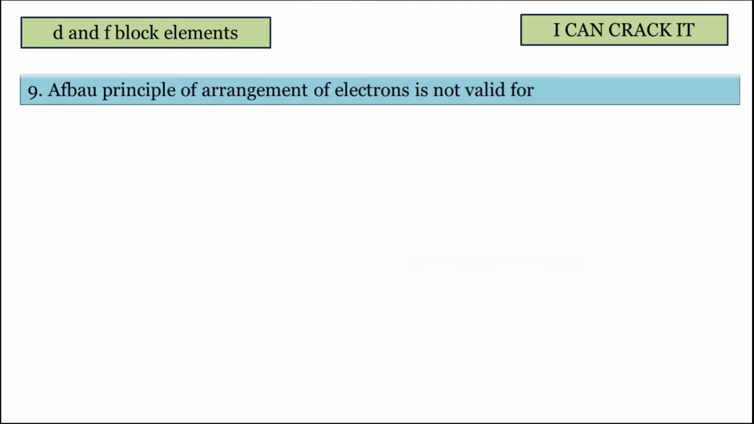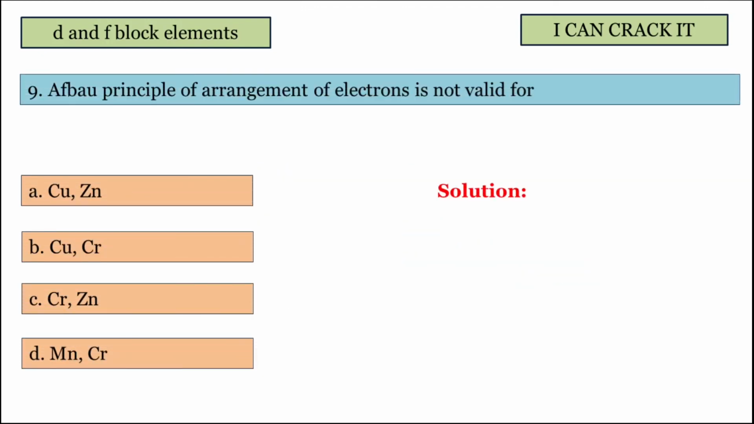Now let's see the ninth question. The Aufbau principle of arrangement of electrons is not valid for. That means you should have an exceptional electronic configuration. So which of them? Chromium and copper, because this is 4s1 3d5 instead of 4s2 3d4. Actually 4s2 3d4 has to be the usual case, but it is not the actual case. The actual case is 4s1 3d5. What about copper? 4s1 3d10.